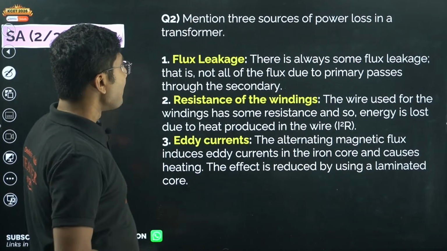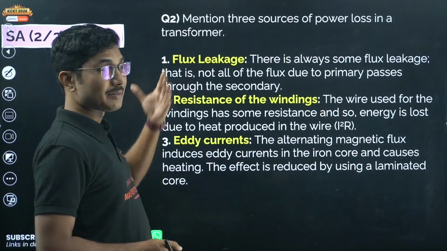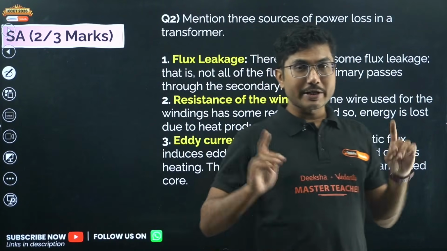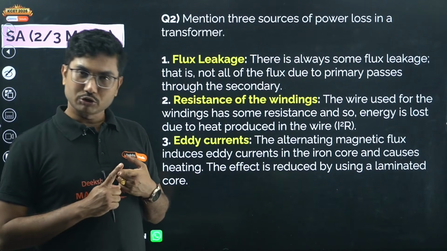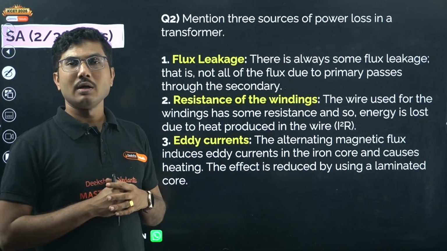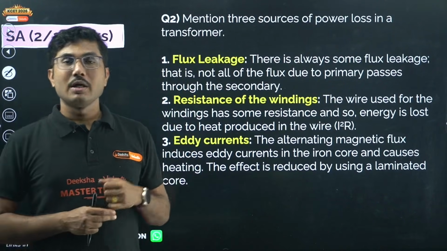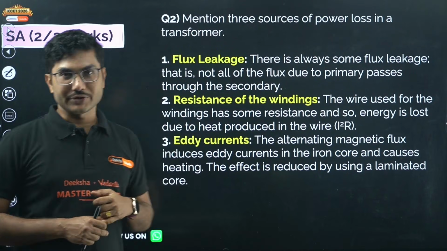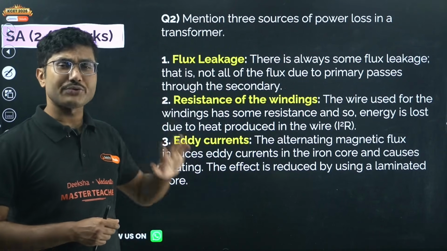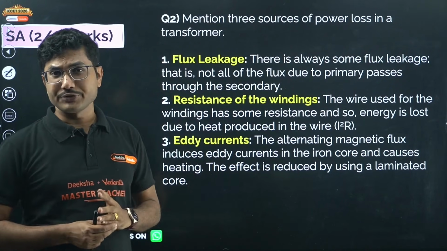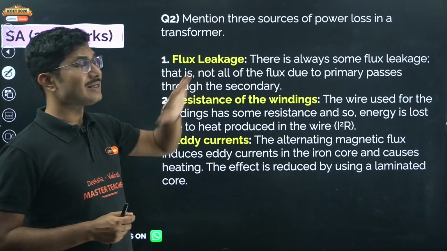Now next, mention 3 sources of power loss in a transformer. As I mentioned, in your board exam, if you see the blueprint, from this chapter only 2 questions will come: a short question, that is a 1 marker, and 1 numerical. But in your FA2 exam, there is a possibility that a 2-3 marker question will come from this chapter. So either 3 sources of power loss or 2 sources of flux leakage. These 2 questions are the most common from this chapter. You should practice at least these 2, and the flux leakage question is the most important.